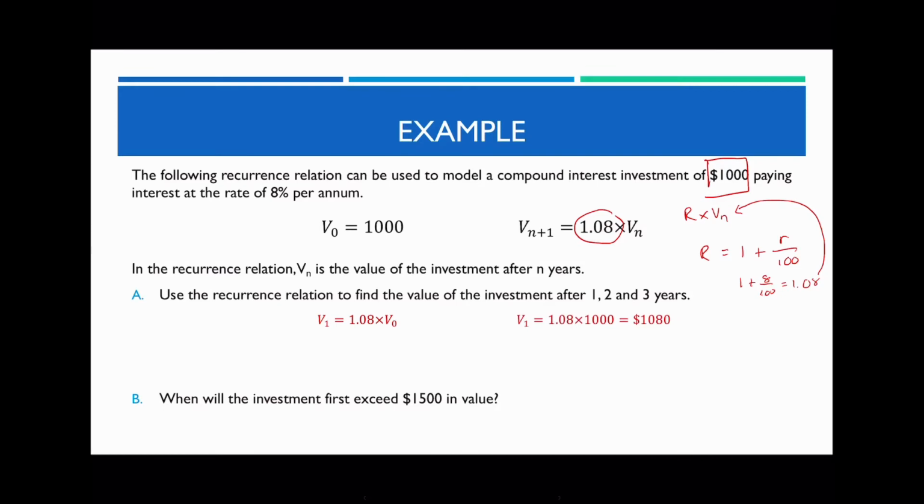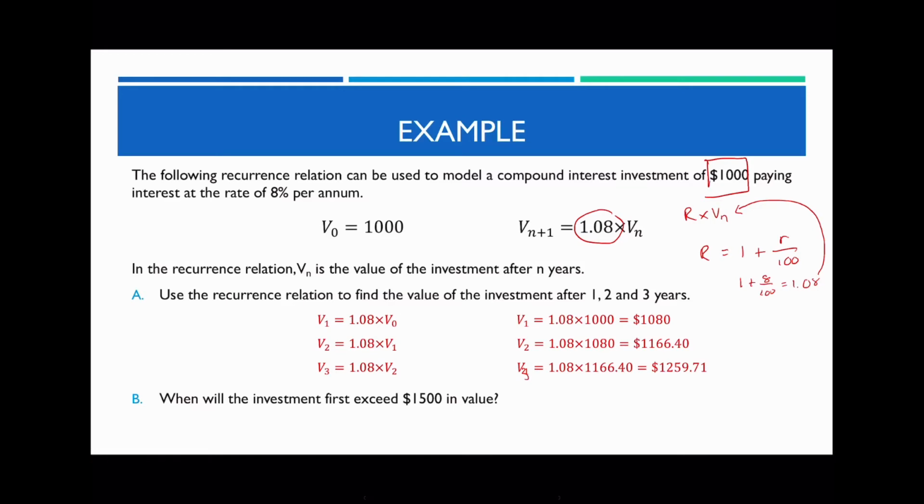Do the same thing for V2. So V2, if you want to find out V2, you're going to have to multiply the 1.08 by V1. So if you do this, 1.08 multiplied by $1,080 is going to equal $1,166.40. And do the same thing to obtain V3. That's a typo here. That should be a V3. And therefore, that should be your answer.